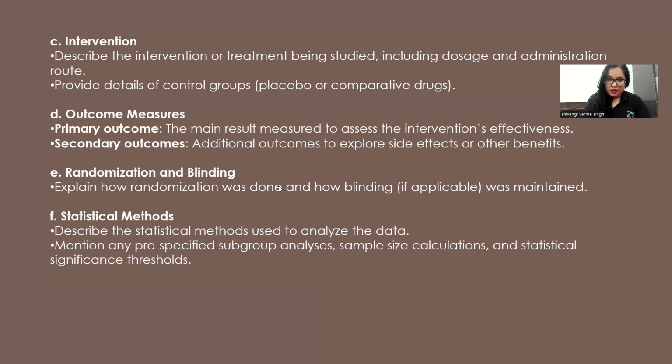Randomization: explain how randomization was done and how blinding, if blinded, was maintained. Statistical method: describe the statistical methods used to analyze the data, any specified group analysis, sample size calculation, and statistical significance threshold.